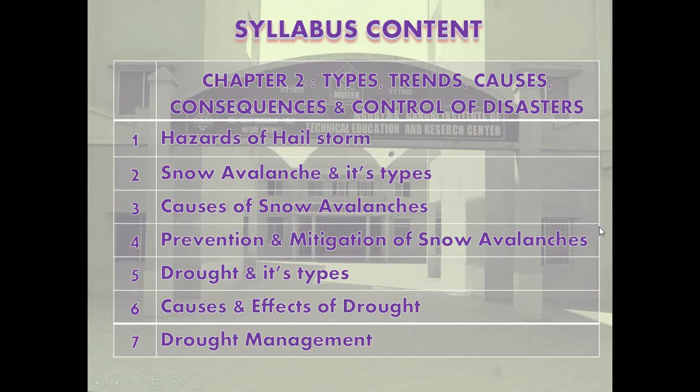Okay, syllabus content. First is hazards of hailstorm, snow avalanches and its types, causes of snow avalanches, preventions and mitigations of snow avalanches, drought and its types, causes and effects of drought, and drought management.